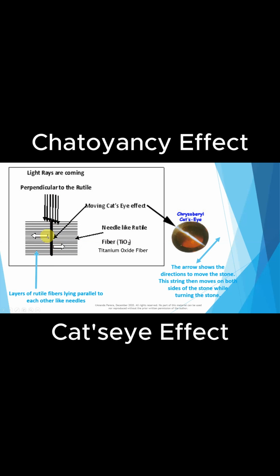When we move the stone to this side and this side, this moving cat's eye effect is always moving this side and this side. When the arrow shows the directions to move the stone, this string then moves on both sides of the stone while turning the stone. This line is moving this side and this side. So this is the line. This is called the chatoyancy effect, or cat's eye effect.